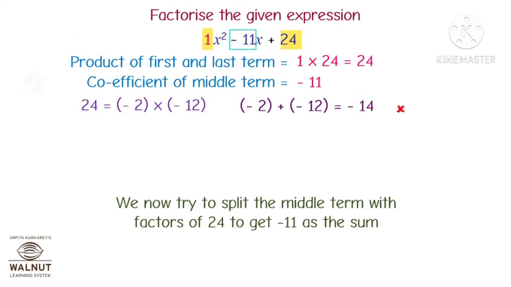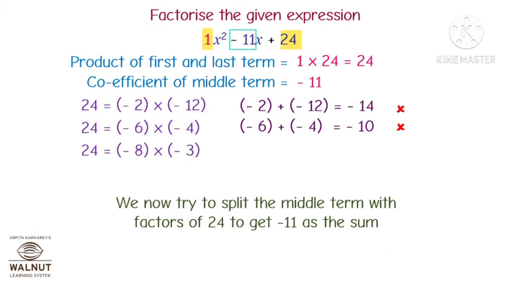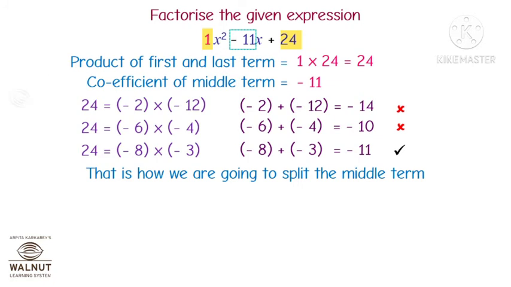So these are not the factors we are looking for. 24 is equal to minus 6 into minus 4. Now minus 6 plus minus 4 is equal to minus 10. So again, these are not the factors we are looking for. 24 is equal to minus 8 into minus 3. Now minus 8 plus minus 3 is equal to minus 11. So these are the factors that we are looking for. That is how we are going to split the middle term.